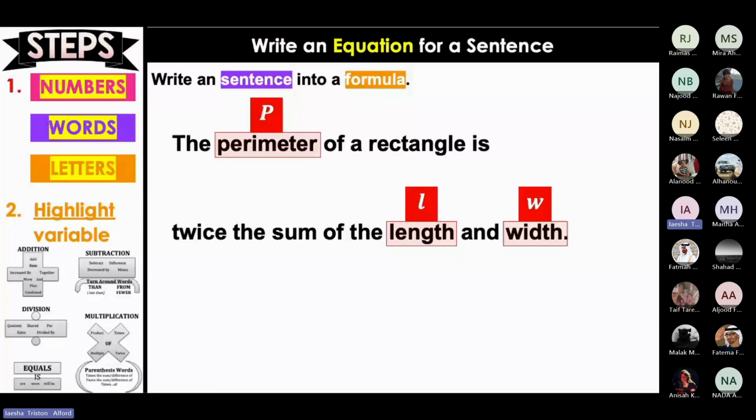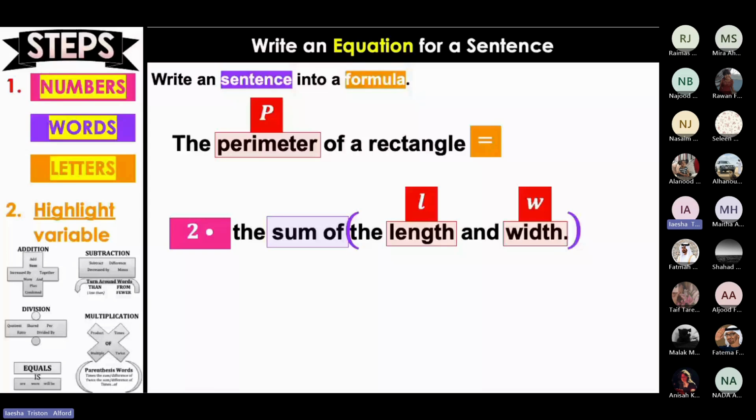Then we want to check out the action words. We have is. Anybody remember what is the meaning of is? Equal. Good. We have twice. Multiply 2. We have the sum of. Add and. The sum of, it means add and parentheses. Good. So parentheses and add.